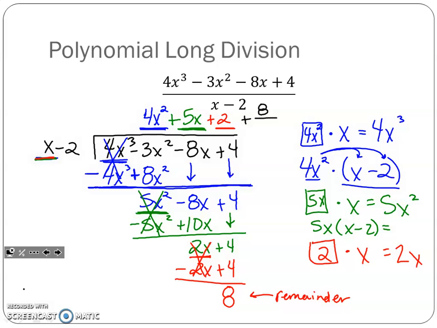And then what goes on the bottom of that 8? Well, what goes on the bottom is going to be the divisor. So since it's x minus 2, we're going to put an x minus 2 here. So the answer to this long division problem is 4x squared plus 5x plus 2 plus 8 over x minus 2. Okay, and that's how we do our long division.